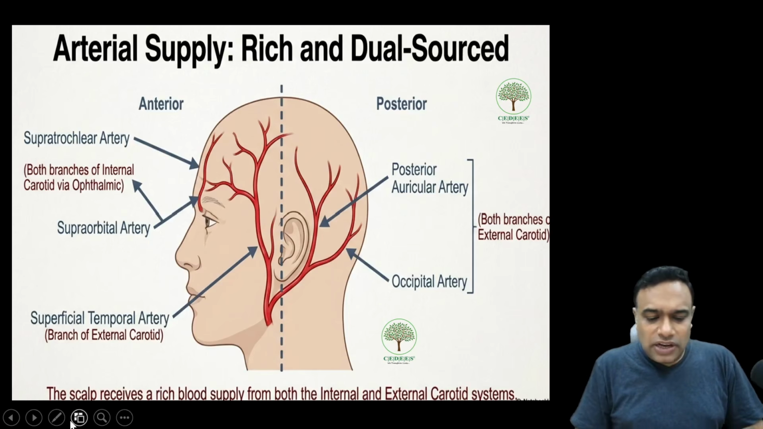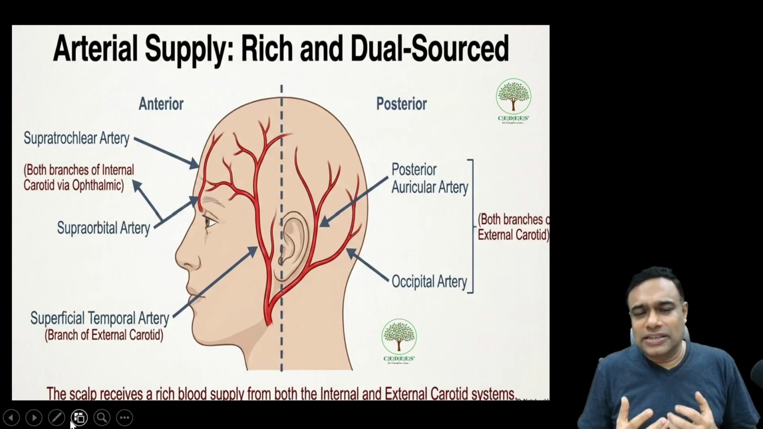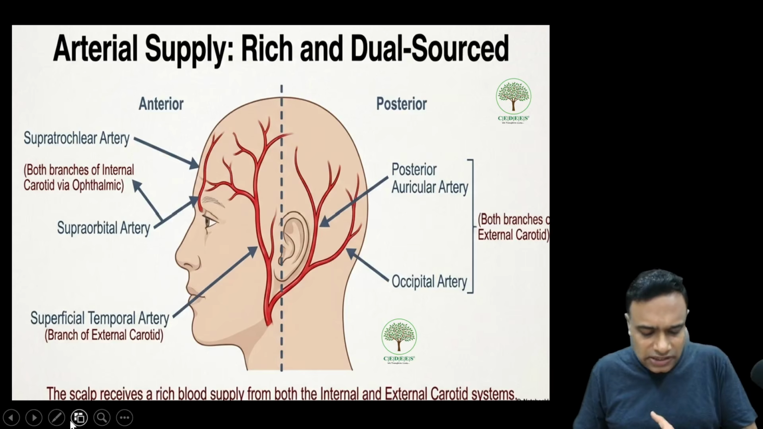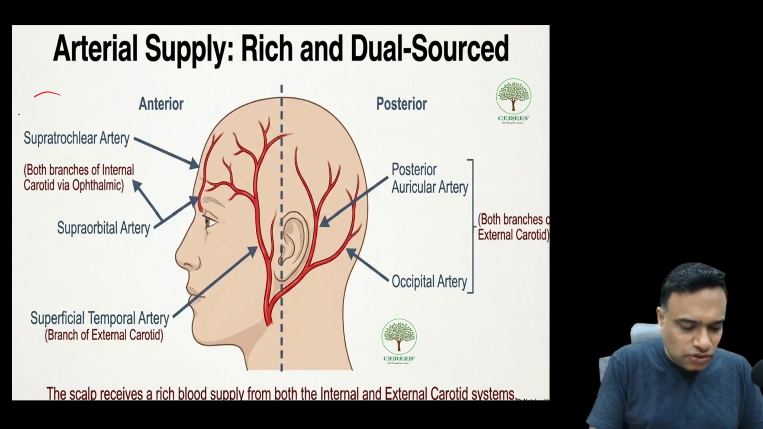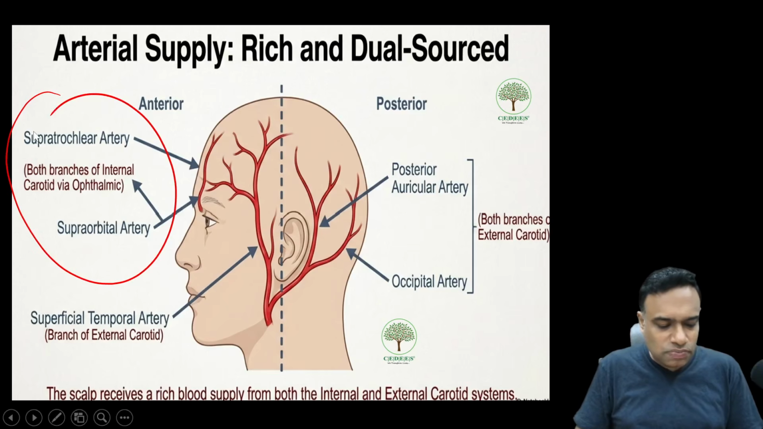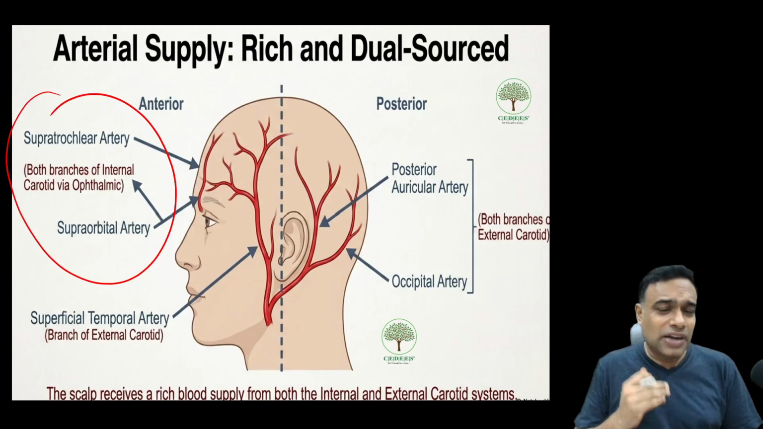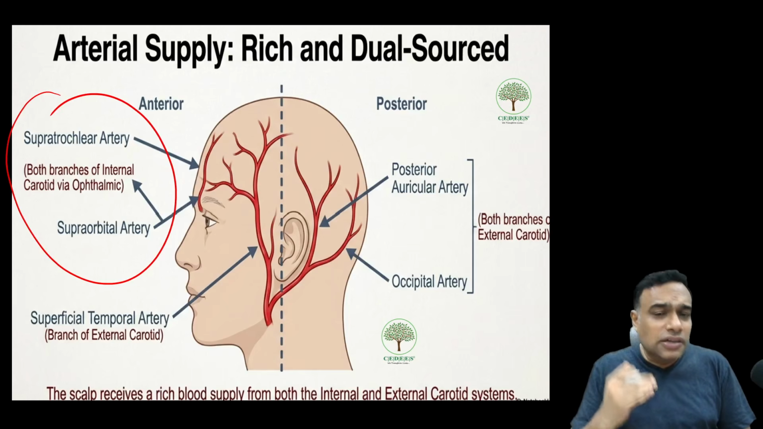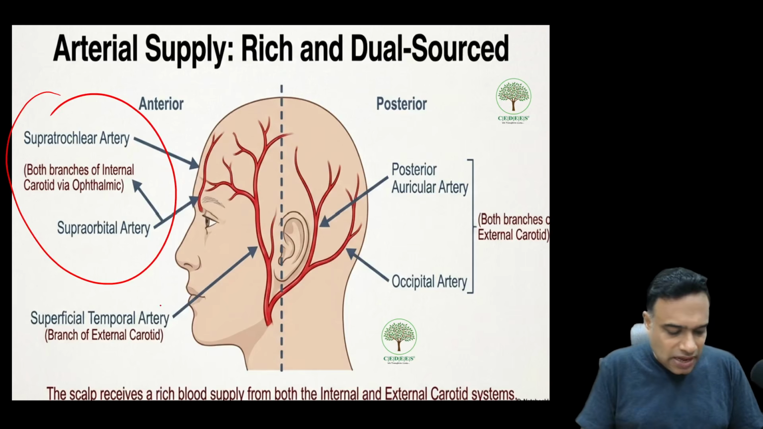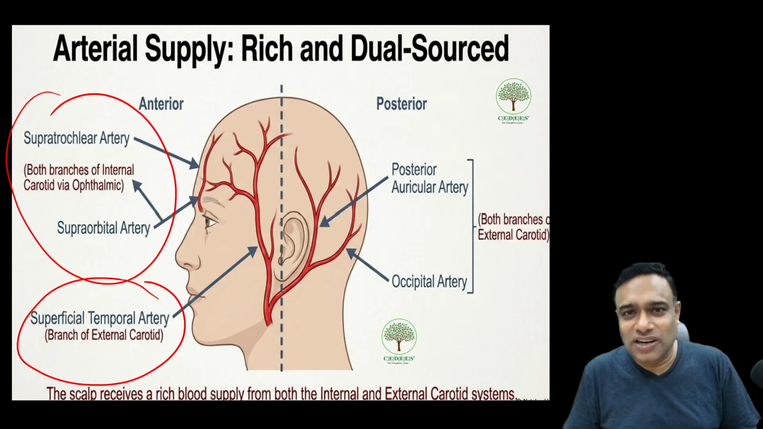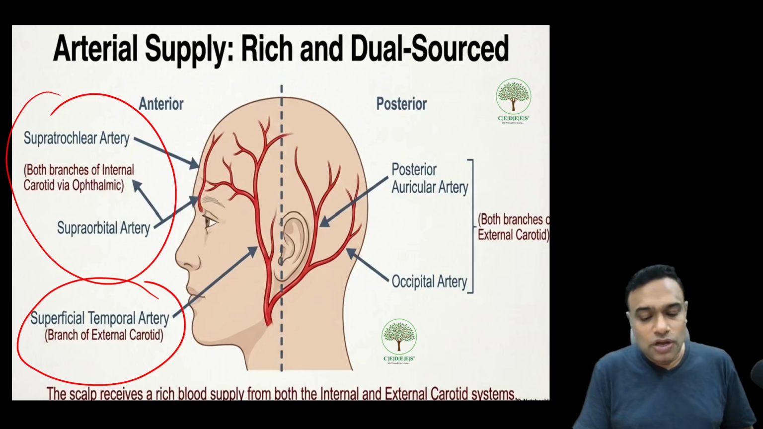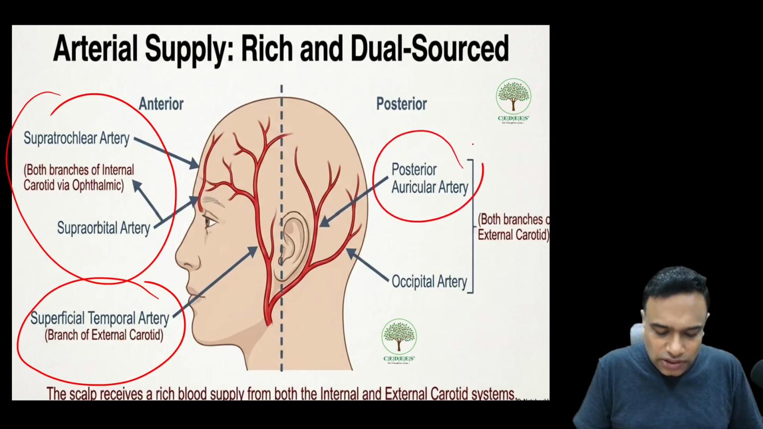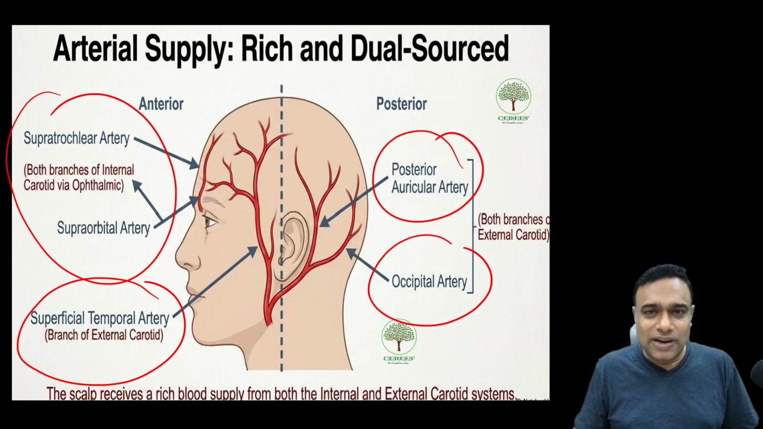Now, the arterial supply is rich. As I've said before, it is very highly vascular. It's supplied by both the ICA and the ECA, as can be seen in the diagram here. From the ICA, you have branches of the supratrochlear and the supraorbital arteries, which are in turn branches of the ophthalmic artery, in turn a branch of your ICA. And you have your superficial temporal artery, which is a branch of your ECA. All of them are for the anterior scalp. Posteriorly, we have the posterior auricular and the occipital arteries, branches of the ECA.